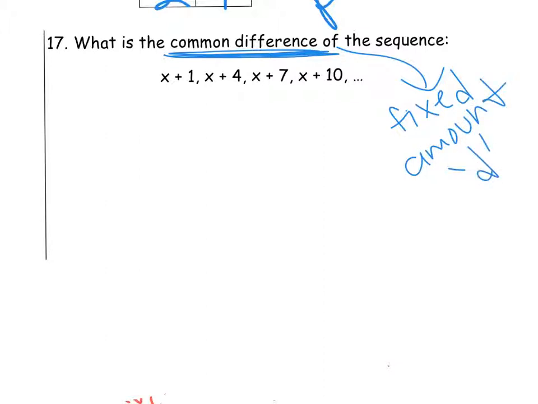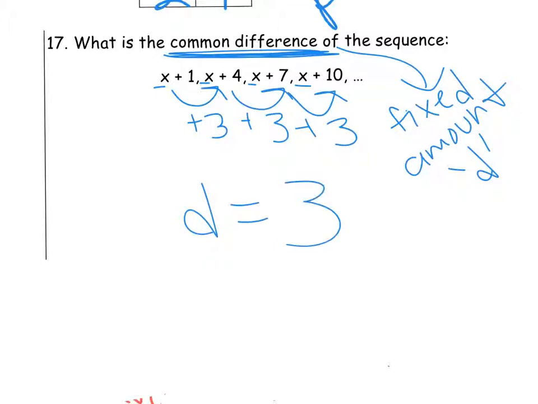Okay, so let's look as I go from x plus 1 to x plus 4, x plus 4 to x plus 7, and x plus 7 to x plus 10. What are they all going up by, guys? Nothing's happening to the x's. All the x's are staying there. What are they all being added by? I went from 1 to 4 to 7 to 10. Yeah, they're all going up by 3. So the common difference here is 3. That's it. Done.